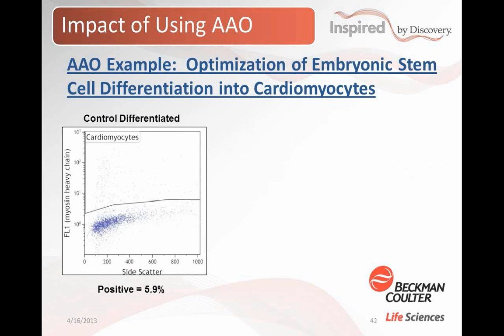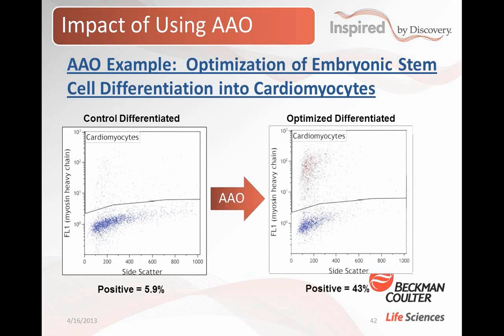So again, kind of zoom in on the control set. And I'm sorry that some of those red dots aren't showing up for some reason. Hopefully they show up on your end. But basically, we're going from about 5.9%. Through the application of 2 rounds of AAO, we're able to get to 43%. So that's a pretty significant change, about a 7-fold increase in the number of cardiomyocytes that we got from our stem cells.